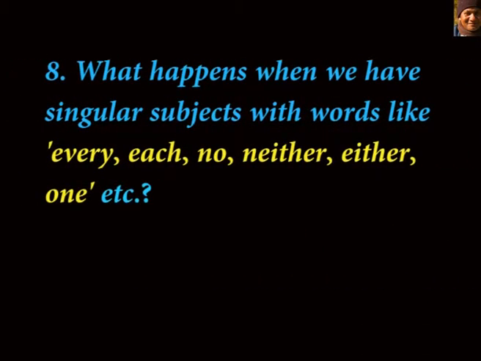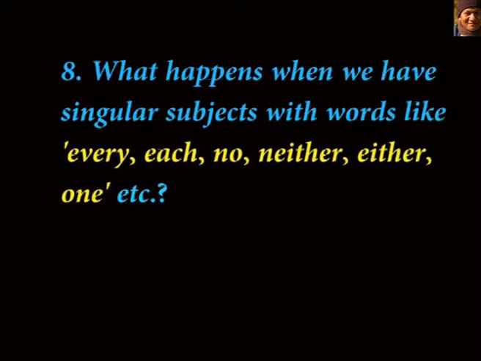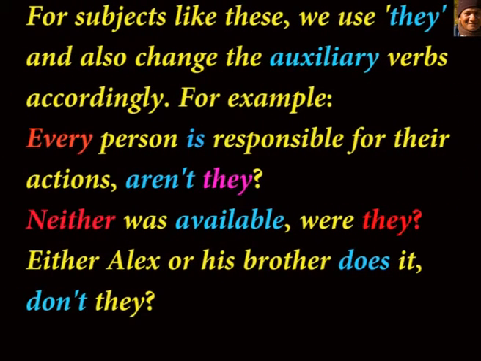What happens when we have singular subjects with words like every, each, no, neither, either, one, etc.? For subjects like these, we use they and also change the auxiliary verbs accordingly. For example, every person is responsible for their actions, aren't they? Neither was available, were they? Either Alex or his brother does it, don't they?